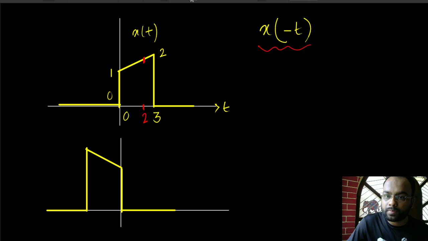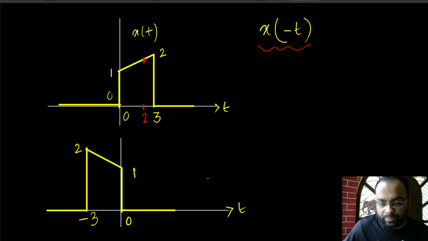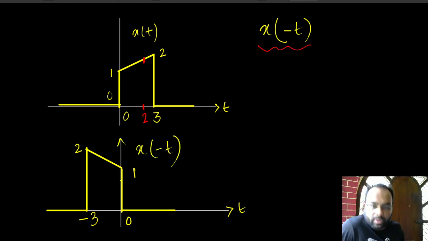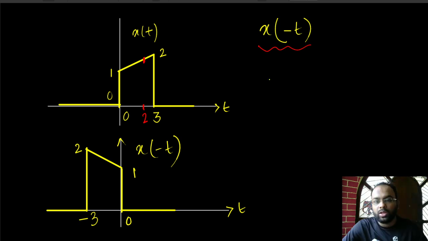All right, so I think you can follow. This is 0, this is minus 3, this value is 1, this value is 2, this is t, and this signal is now x of minus t. Just like a minus sign outside basically means an amplitude flip, a minus sign inside associated with t means a time flip.